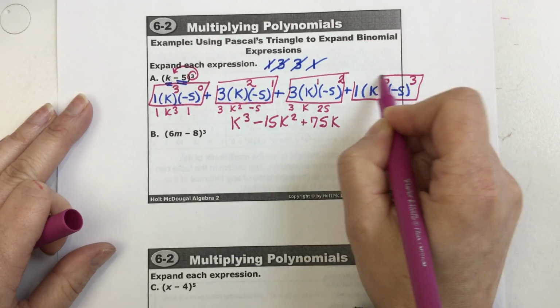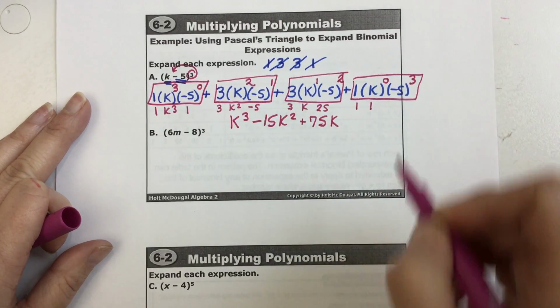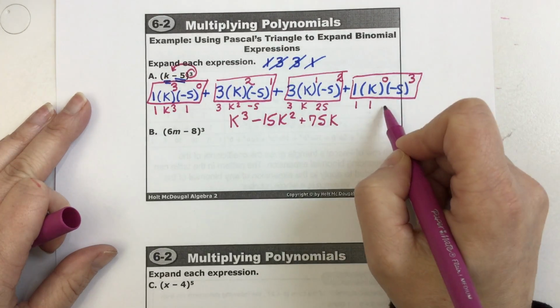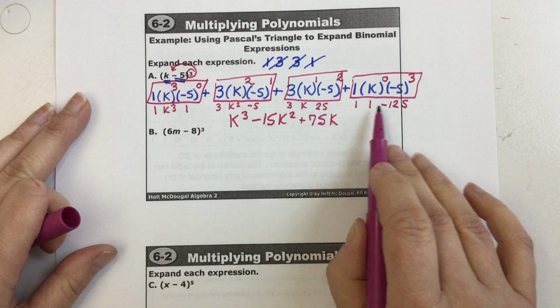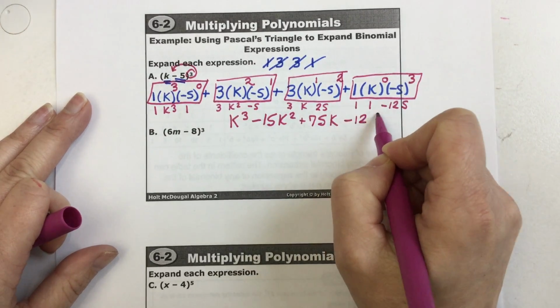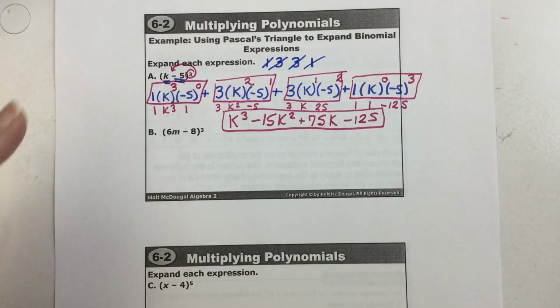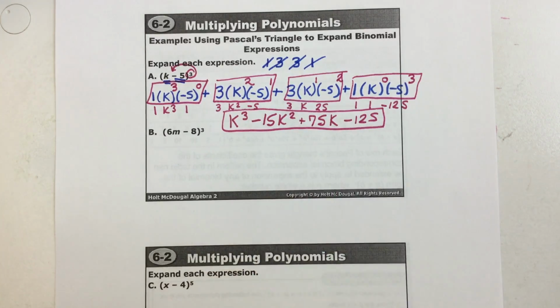Go to the next chunk, 1, k to the power of 0, anything to the power of 0 is 1, negative 5 to the power of 3, negative 5 times negative 5 times negative 5 is negative 125. 1 times negative 125 is negative 125. Here is your answer. Notice like terms are already combined and it's already in standard form. 3 k's, 2 k's, 1 k, no k's.